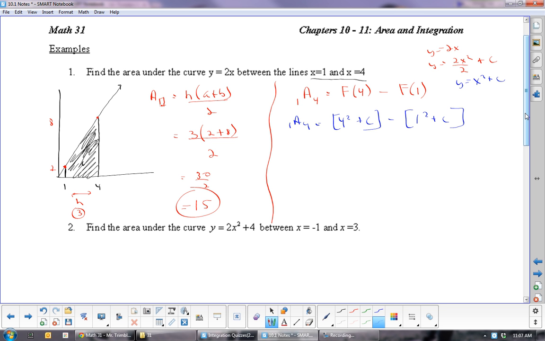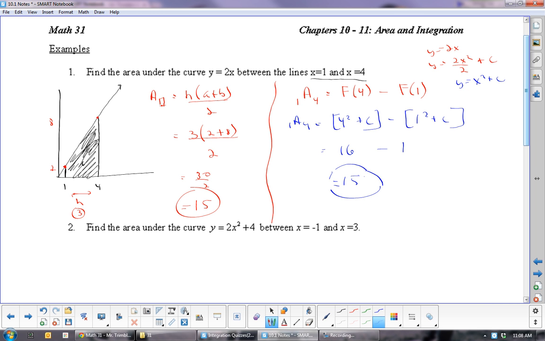Now at this point, you should always see why the c's would go away. Okay, because you always got your plus c minus c. Just want to show you once. So then we've got 4 squared is 16 minus 1 is 15. Okay, so that's a pretty good proof there that it works.